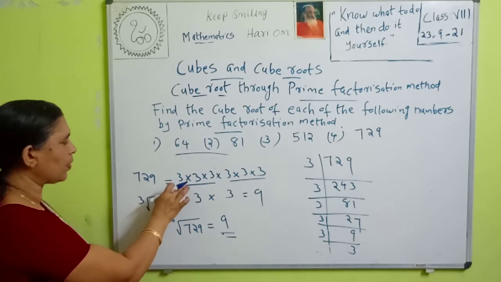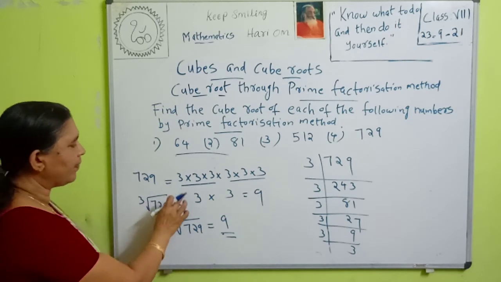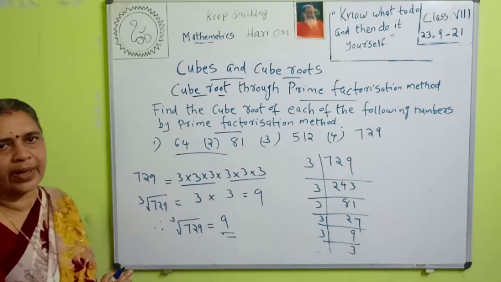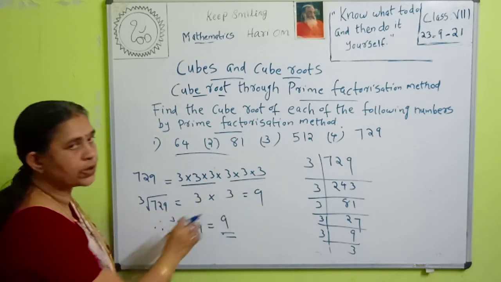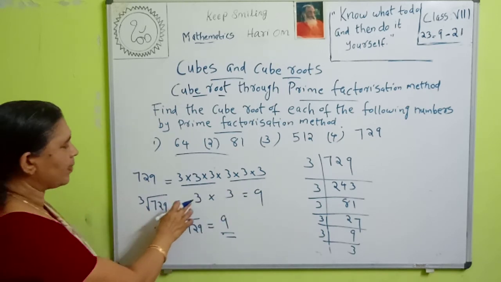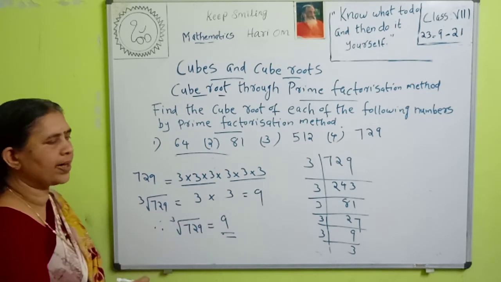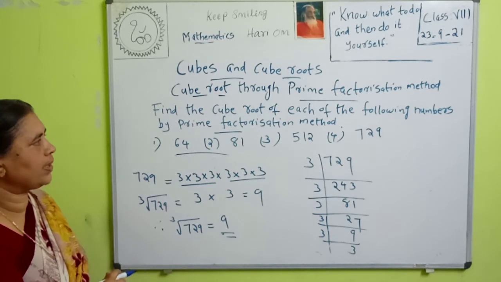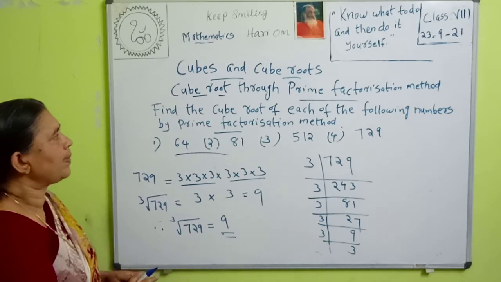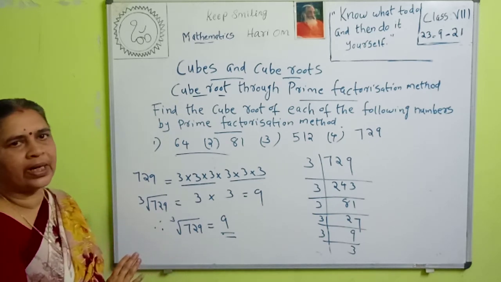Then what is the cube root of this number? To find the cube root of a number, we take 1 from each triplet and multiply it. Then from this triplet we take 1, 3 and from this triplet also we take 1, 3. Then what is the product of it? 3 into 3 is 9. Then what is the cube root of 729? It is equal to 9. Okay, this method is called the prime factorization method to find the cube root of a number.